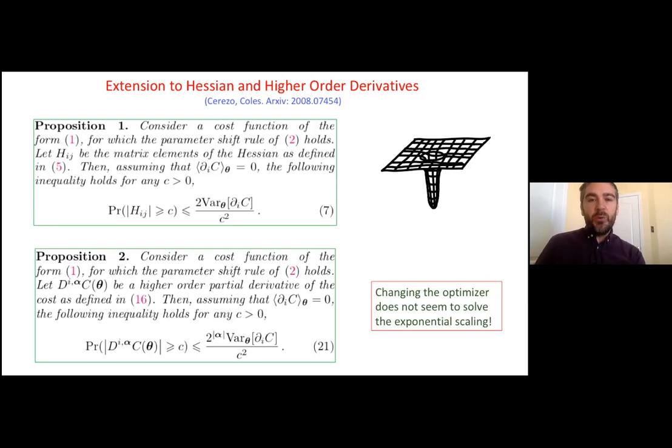And so, regardless of whether you use a gradient-free optimizer or a gradient-based or higher order derivative-based optimizer, it appears that changing the optimizer doesn't solve the exponential scaling. So it looks like this Barren Plateau phenomenon is kind of a deep issue. It's not just related to what optimizer you choose. It looks like a complexity theoretic issue that's non-trivial to solve.